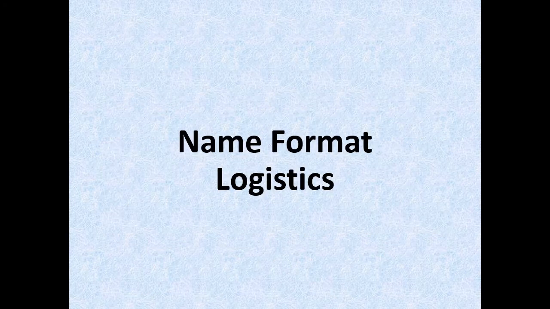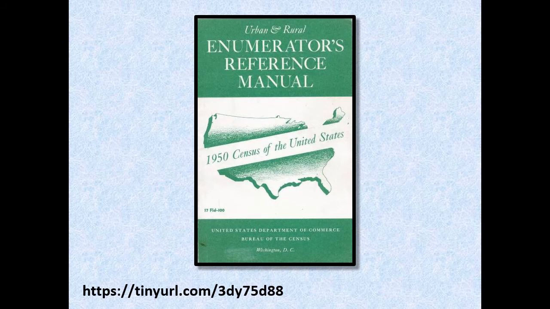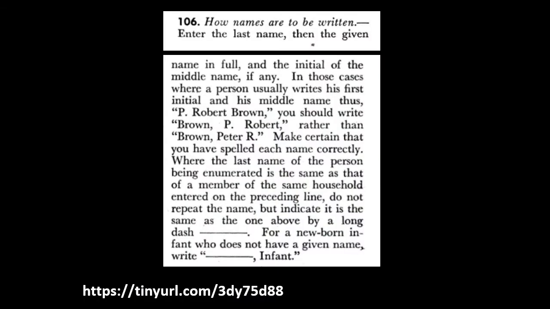Now let's talk about names in general and names put on census sheets. We'll do some things about name format logistics. One can go to the enumerator's reference manual to find out exactly what was required to put down names. This is section 106, how names are to be written, for instance. Enter the last name, then the given name in full. So if the enumerator put down first name, last name, that's going to create problems for a name index.